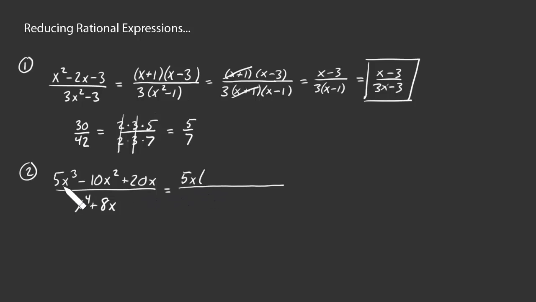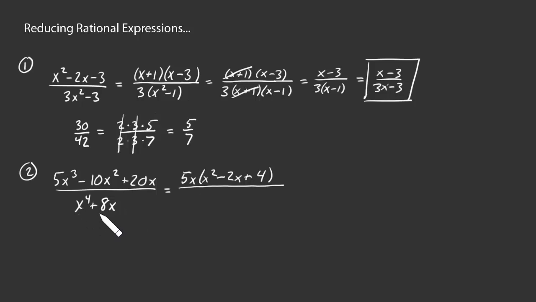That's going to leave, let's see, for this first term, what do I need to multiply 5x by to get 5x cubed? That would be x squared. 5x times something gives us -10x squared. That would be -2x. And 5x times something gives us 20x. That something would have to then be 4. So there's a partial factorization. We may be able to go further than that.